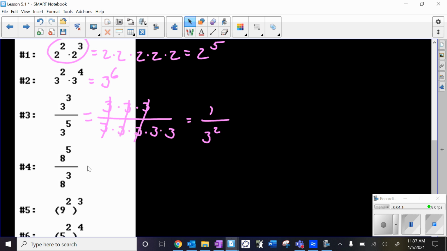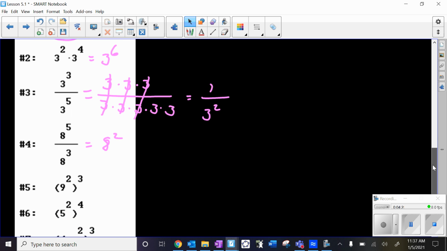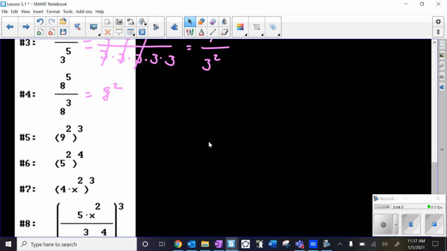Likewise for number 4, 8 to the 5th over 8 to the 3rd. Well, that should be 8 squared, because 5 minus 3 again is 2. And I started with more in the numerator. Number 5, 9 squared to the 3rd power is really the same thing as 9 squared times 9 squared times 9 squared, which really is 9 to the 6th power. If I go back to the original, I would just multiply my exponents together. It's the power of a power.